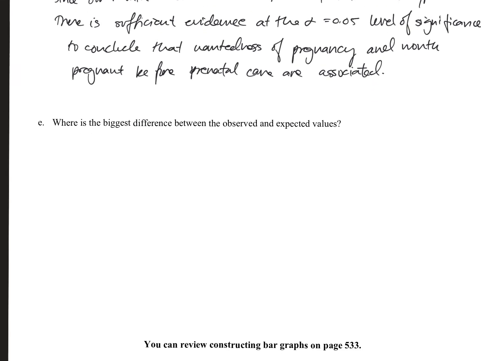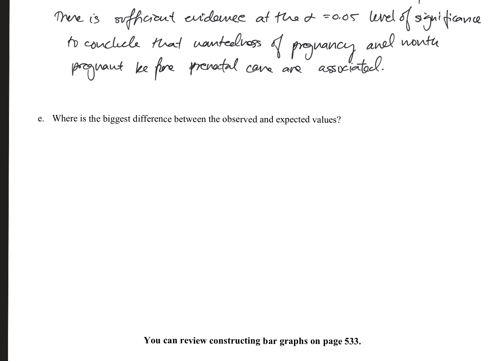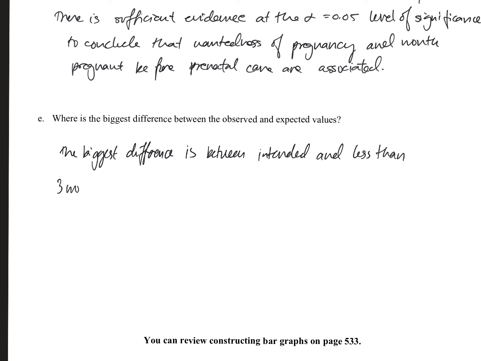So what would my answer be? Well, where's the biggest difference between the observed and expected values? The biggest difference is between intended and less than 3 months. And you can go ahead and include the difference, which was 19.46. Alrighty, so there we go.